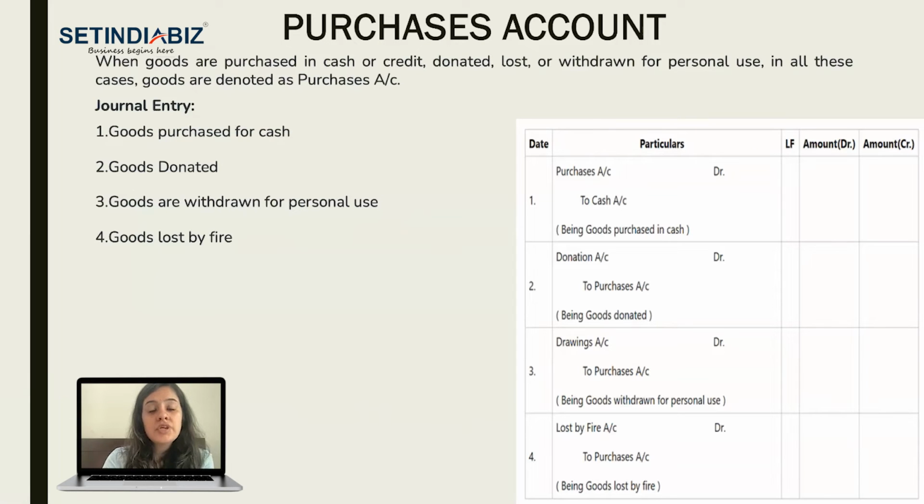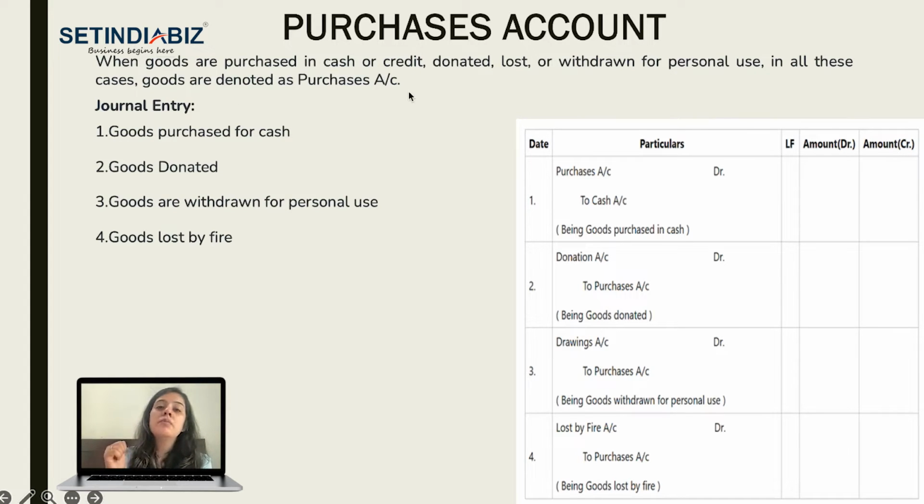Next is the purchases account. This is an important account which we should consider. Goods are purchased in cash or credit, donated, lost or withdrawn. See, sometimes a company not only purchases on cash or credit, it also sometimes donates whatever it has produced. Or sometimes the goods are lost. How are they lost? Due to fire, due to accidents in the godown. They need recording too. Or they are withdrawn for personal use. In all these cases, goods are denoted as purchases accounts.